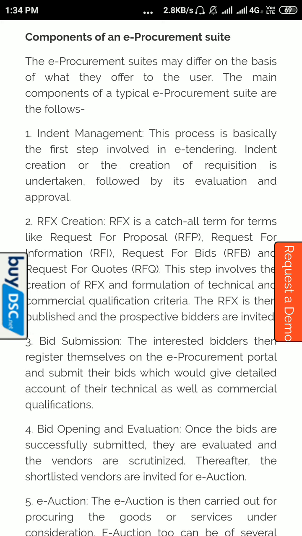The first component of e-procurement is indent management. This is basically the first step involved in e-tendering, where indent creation or the creation of a requisition is undertaken, followed by its evaluation and approval. As you know, e-procurement is done over the internet. It is used for selling and purchasing products.